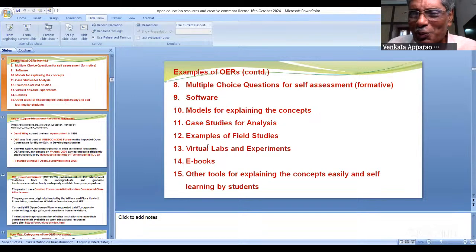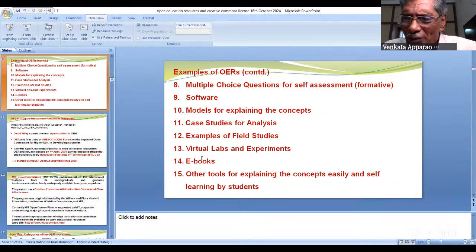For example, IIIT Hyderabad has virtual labs. IISc Bangalore has virtual labs. So through virtual labs, your students can learn many things. E-books: there are many good e-books available for every discipline of knowledge. E-books are available under OER, free.